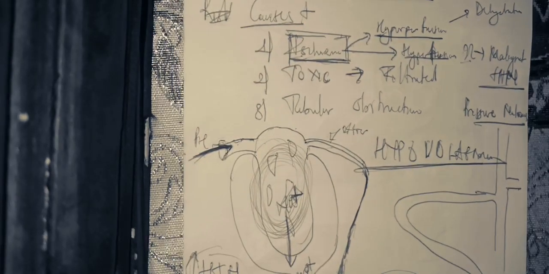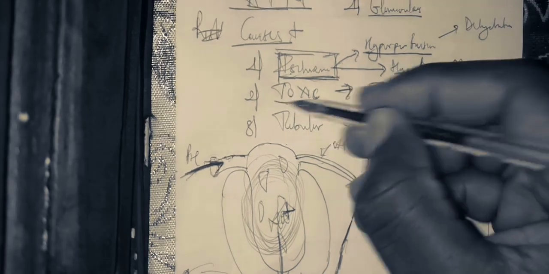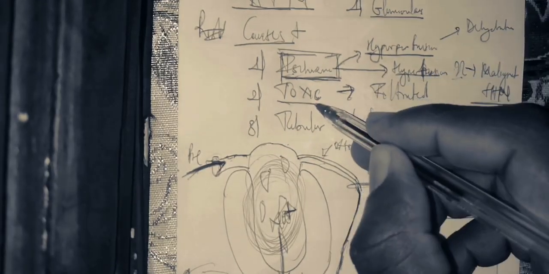Now, the second mechanism by which you can have tubular necrosis is via toxins, which I'm going to explain in a later tutorial.